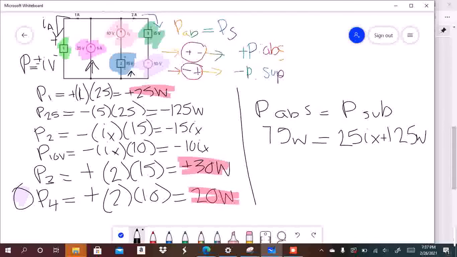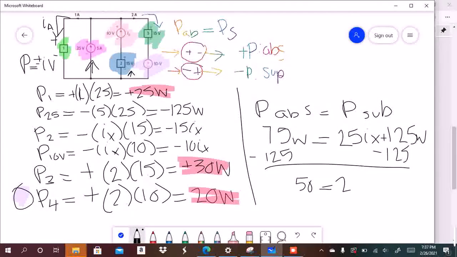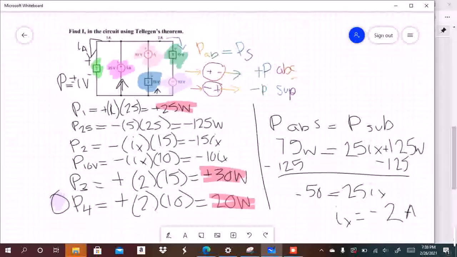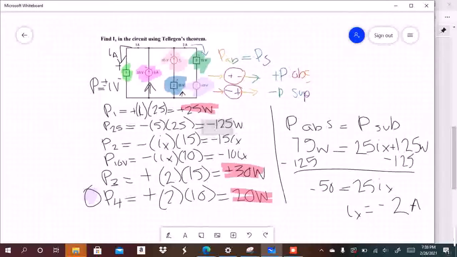Of course, we subtract the 125 over. Then we get 50 is equal to 25 Ix, and Ix is equal to negative 50 amps. My bad. It's going to be negative 2 amps. I don't know what planet 50 divided by 25 would be 50, or whatever I wrote.